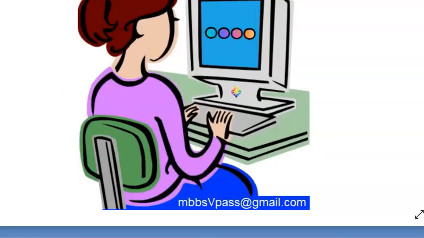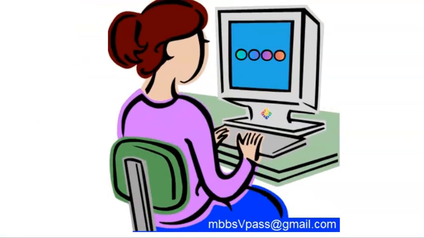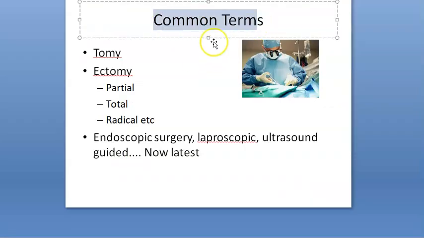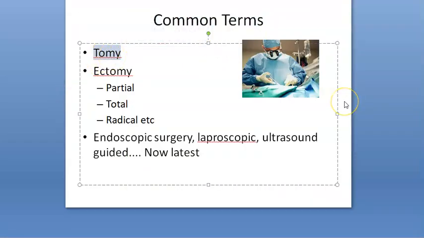Now let's move on guys to the next slide here. How to pass surgery, how to study surgery. Common terms you should know. Tomy means more like a cut or a hole. Ectomy means you are removing something. It could be partial or total, you are removing it. Radical means all lymph nodes, etc. So this can be so many: thyroidectomy, pancreatectomy, cholecystectomy, so many ectomies, right?